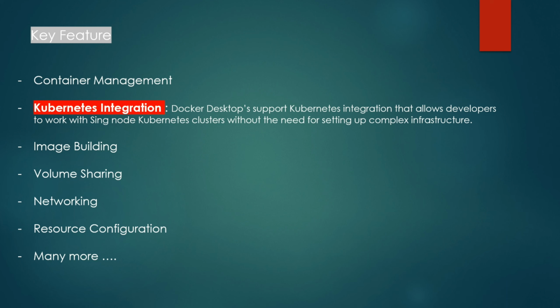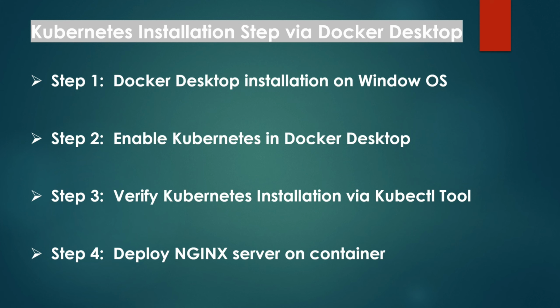I think now you are super clear about what Docker Desktop is, its purpose, and how it helps to install Kubernetes on our local machine. Now, without further delay, let's see step by step Kubernetes installation via Docker Desktop. So, as part of Kubernetes installation, we need to go through some steps.